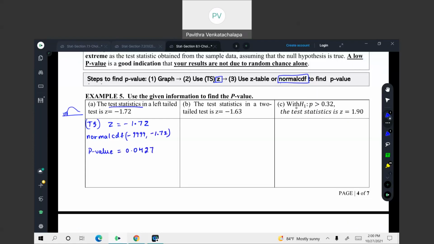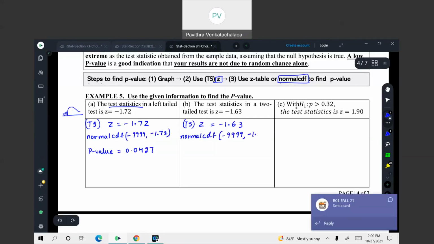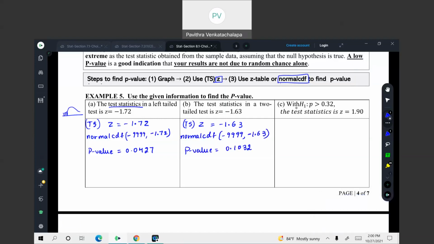Okay, for question B, you have a test statistic. z is given, 1.63, and normal CDF, lower minus 9999, and you have the z-score here, p-value. Okay, and for the third one it is a test statistic. You have a z-score of 1.90.